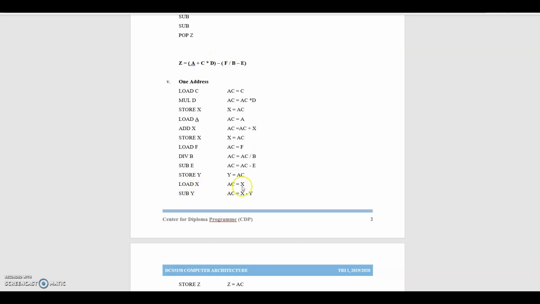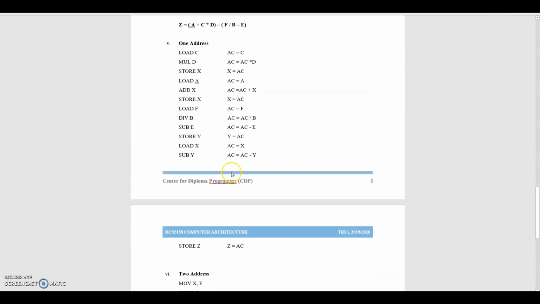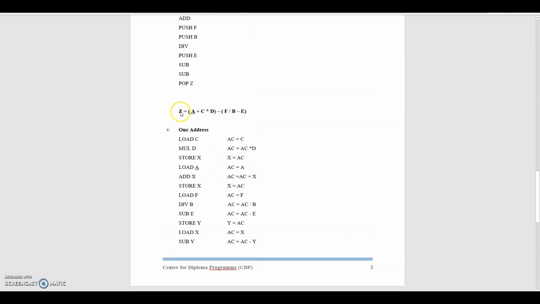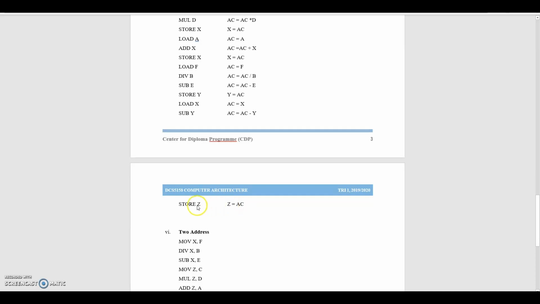We load X, which is from before. This whole expression is now X, this whole is Y. So X minus Y. Since before we put AC in X, AC now contains X minus Y, we pull it back into AC, and then we pop out the Z. We put all the things that we have in the accumulator into Z, which is store Z.